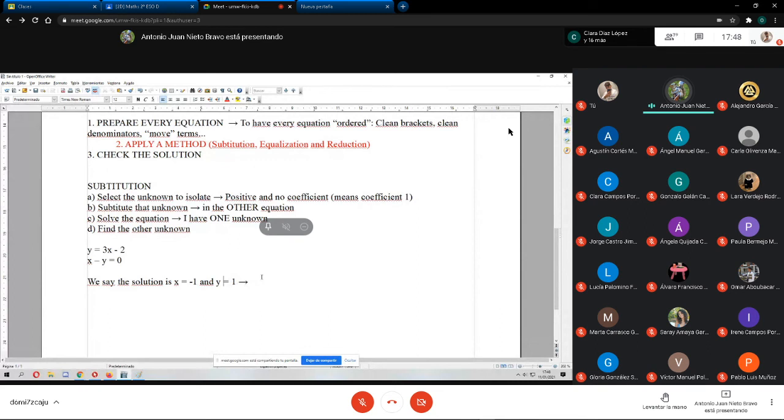Okay, so we select the unknown to isolate. Looking at here, the unknown that we should isolate, because it will be easier, is this x, because it's the only one that is positive and has coefficient 1. Okay, so that's what I'm going to do. From this equation, I write x equals 8 minus 2y. Okay.